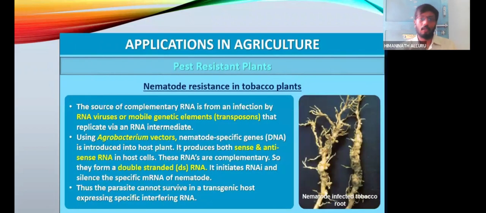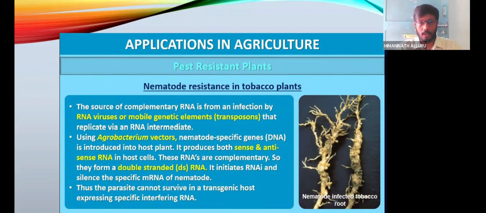This particular nematode lives mainly in the root system of many plants, and it lives in the tobacco root system also. And here we must understand what the source of the complementary RNA is. Many times it is asked in the exam, and students will have doubt. So two sources are there. Either transposons are used directly or RNA viruses are used. Both are used as a complementary RNA for the RNA which is already there.